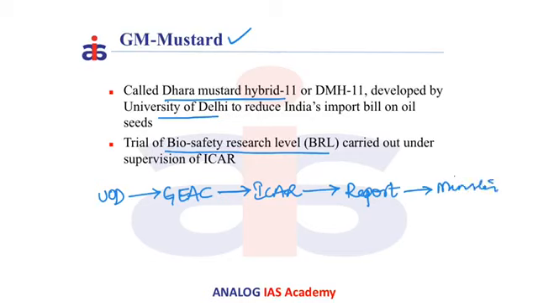In the case of GM mustard, the GEAC cleared it initially for mass production, but later it retracted its approval and sought more tests and additional data concerning the effect of DMH11 on insect pollinators, etc.